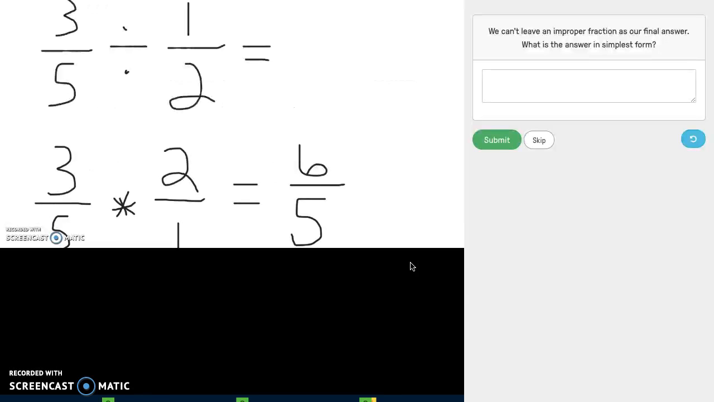So since I put in 3/10 as the initial answer, hopefully as I'm watching this, I'm remembering, oh yeah, I have to change the sign and flip that second fraction, and hopefully I'll be able to realize what I did and what my mistake was for that first answer. So since we have an improper fraction here of 6/5, I'm going to try to put my answer in simplest form.